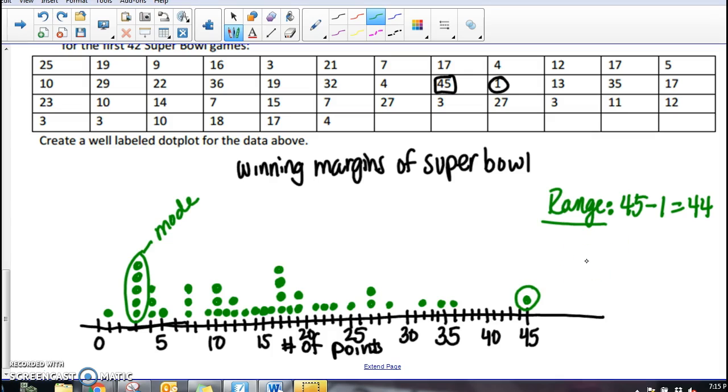So you have one more example on your paper for you to build. Just make sure you label everything, so if somebody were to look at it, they would know what you're talking about. This is the finish of your first video on how to build a dot plot.